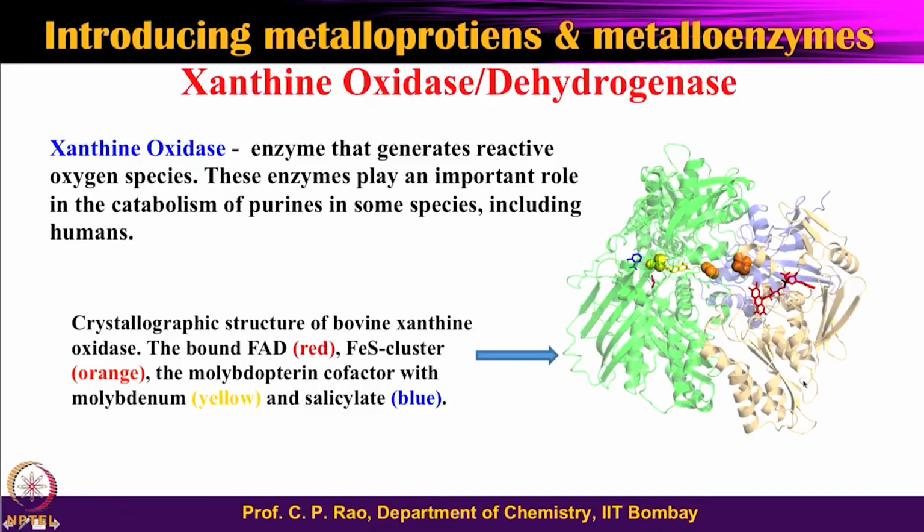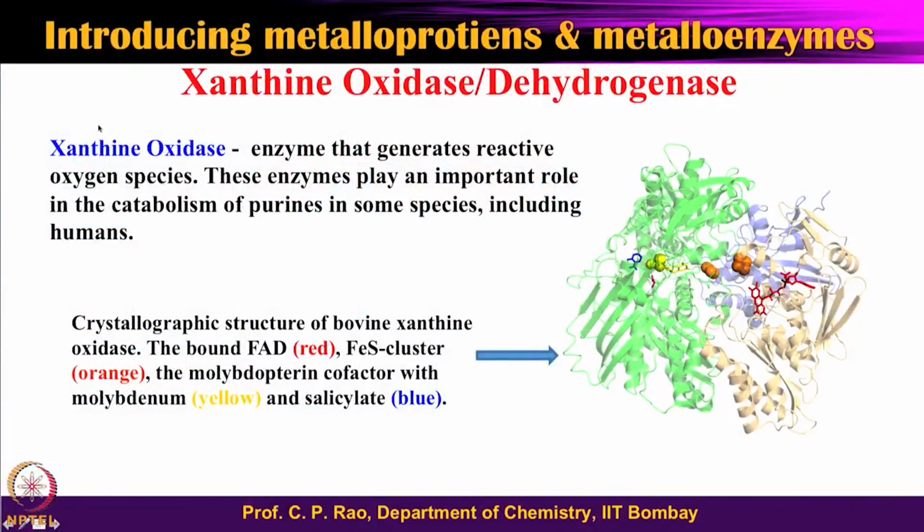Now, let us look at this basic principle or concept that we understood, using a few examples. One of them is xanthine oxidase or xanthine dehydrogenase. Oxidase and dehydrogenase are one and the same. So, xanthine oxidase during the reaction, you will see in the next slide, will generate some reactive oxygen species like superoxide and others. These enzymes play an important role in the catabolism of purines in some species, including humans also.